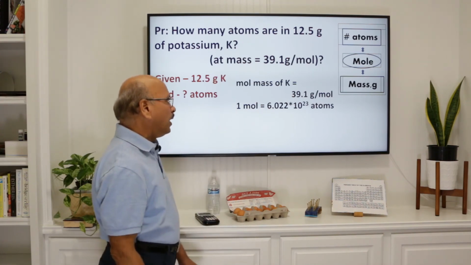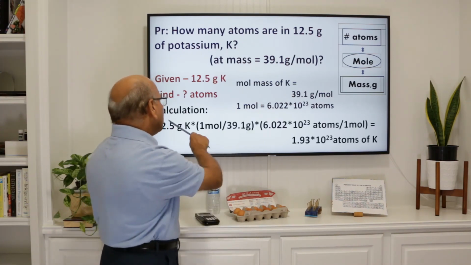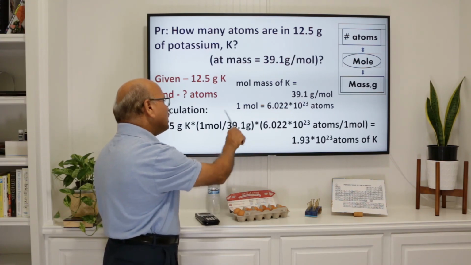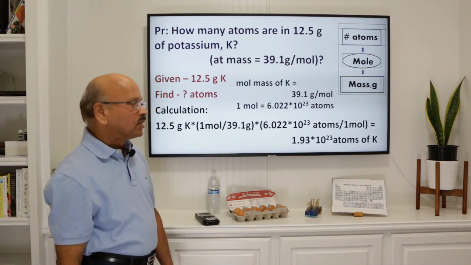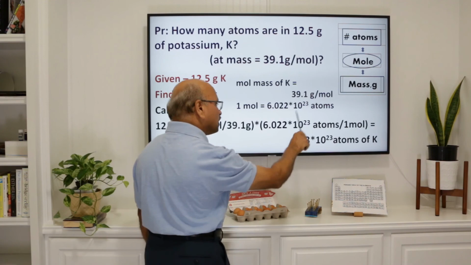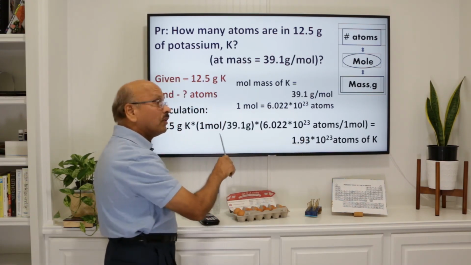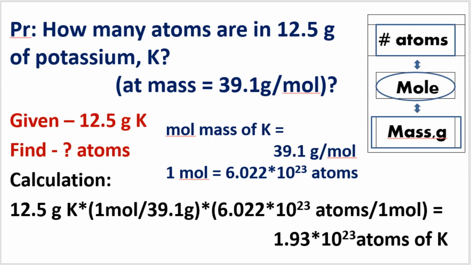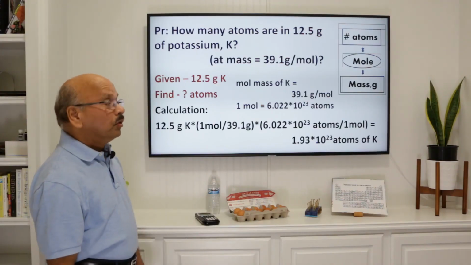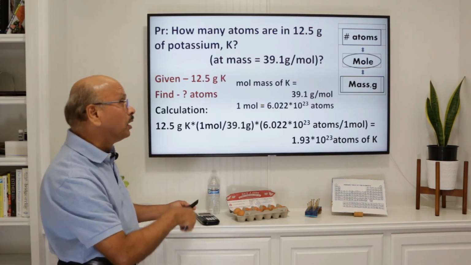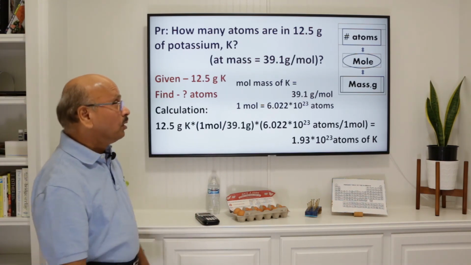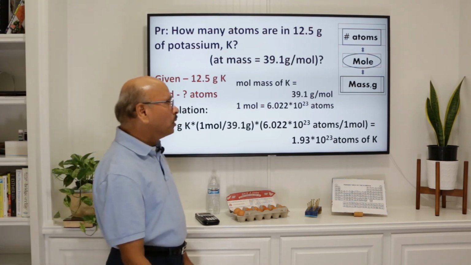Start from 12.5, do the calculation, and we want the mole, so keep the mole on the top. First step. Second step, we want the atoms, keep the atoms on the top. Don't stop at the first stage. Go calculate the whole thing, and you are going to get 1.93 times 10 to the power of 23 atoms of potassium. So you cannot go straight from gram, you have to go to the mole first. From mass to the mole, mole to the number of atoms.